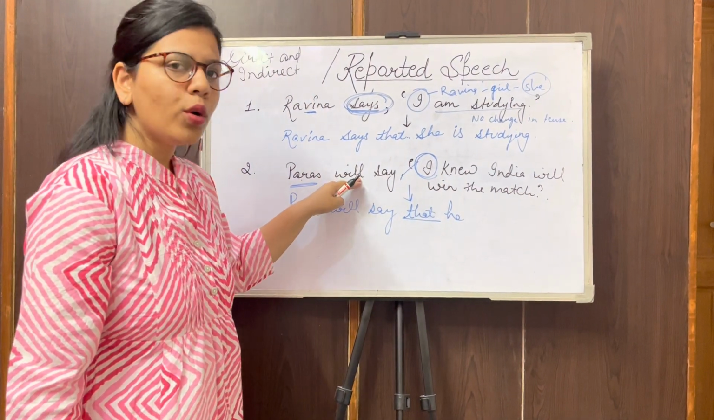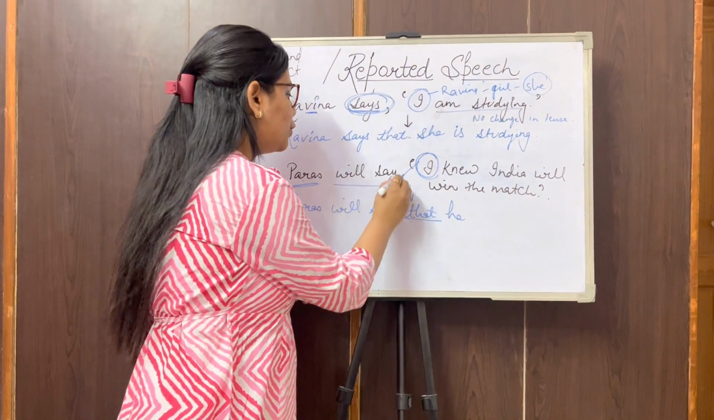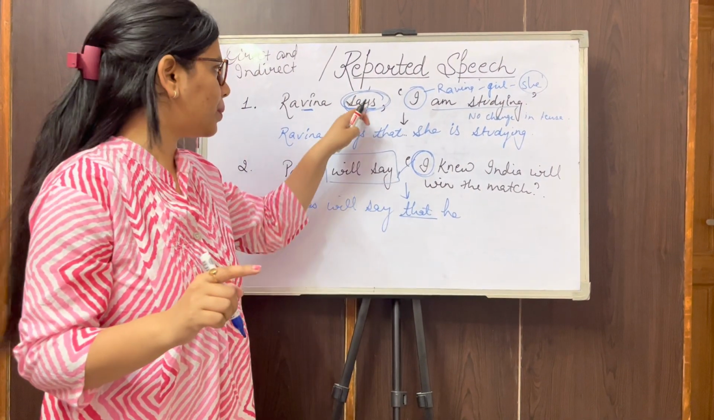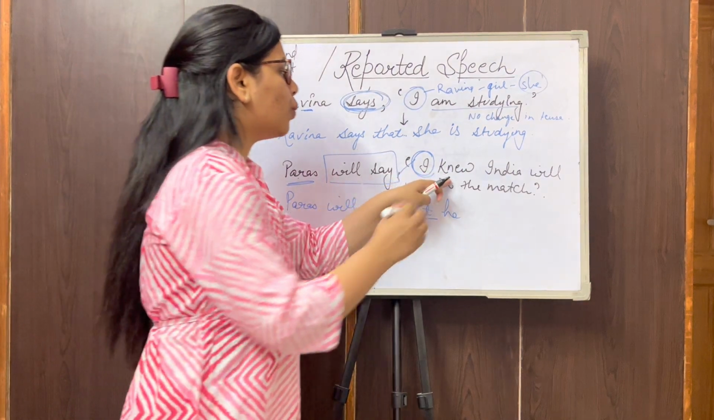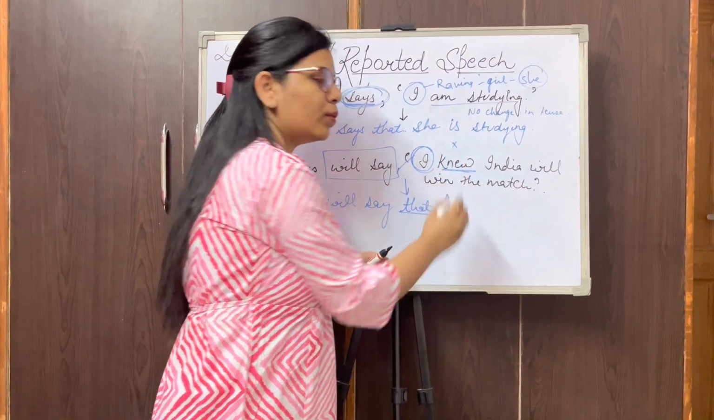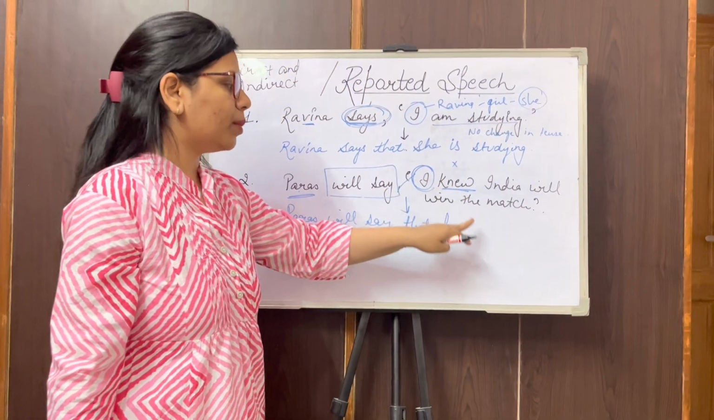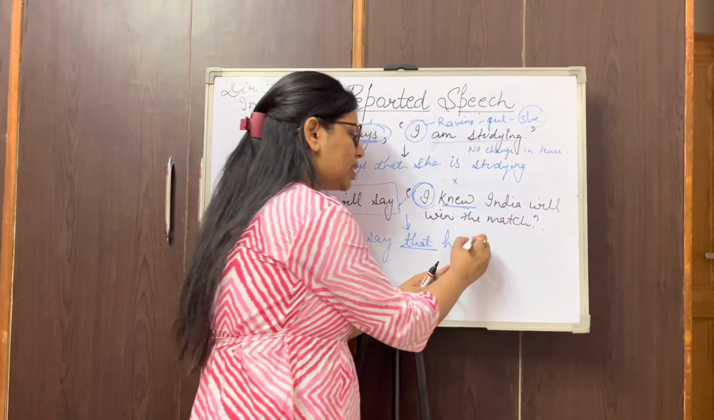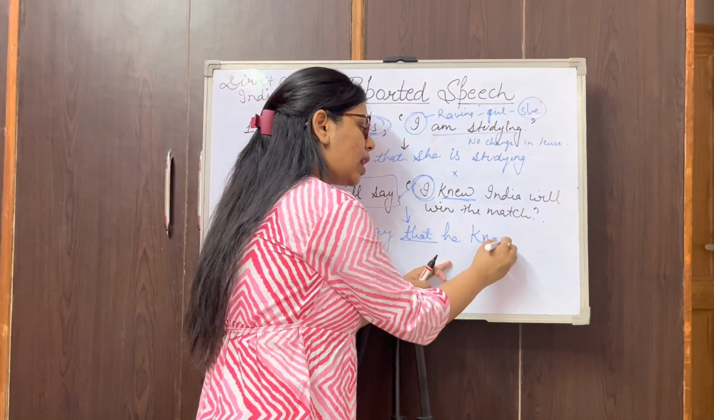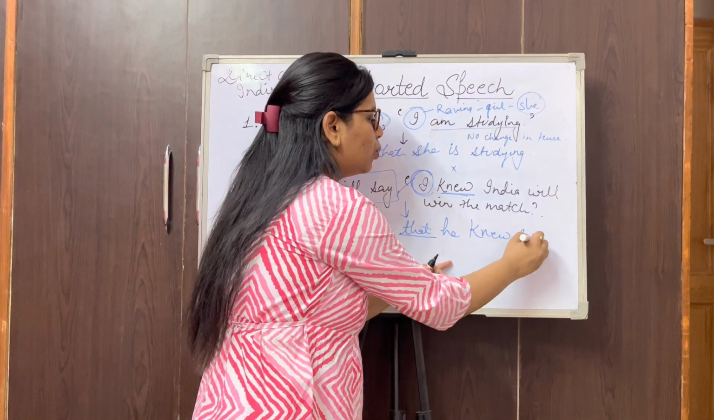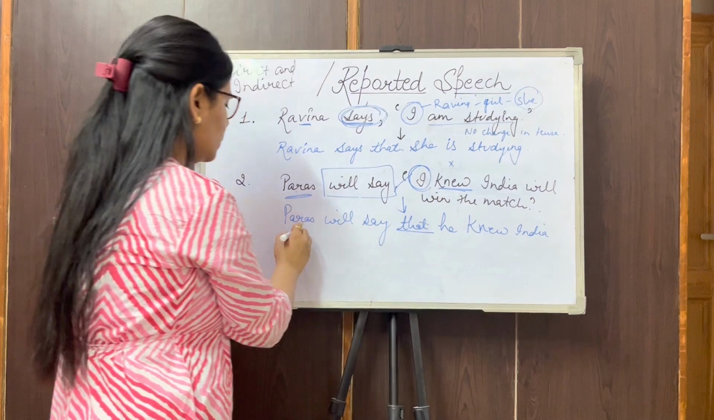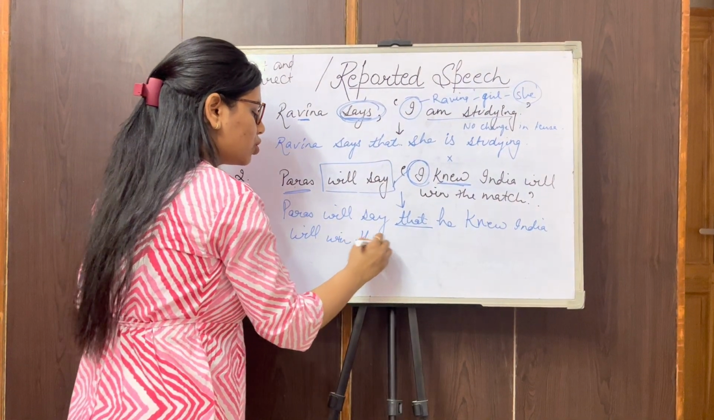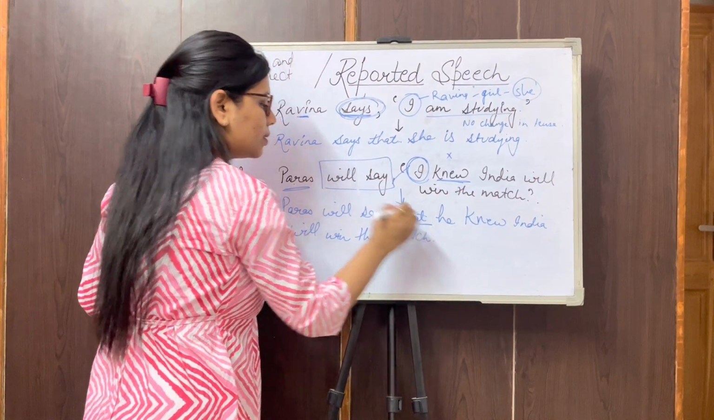Now, the reporting verb was in future tense. And again, when reporting verb is in present or future tense, we do not change this verb. So, it will remain in past only. Paris will say that he knew. This will come as it is. He knew India will win the match. And that's it.